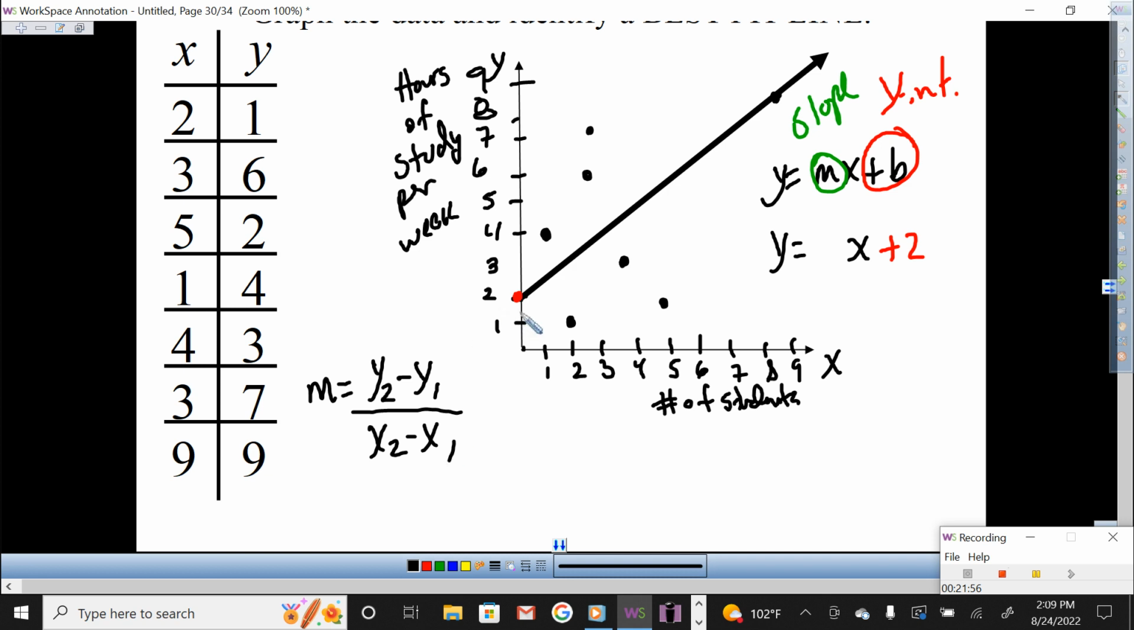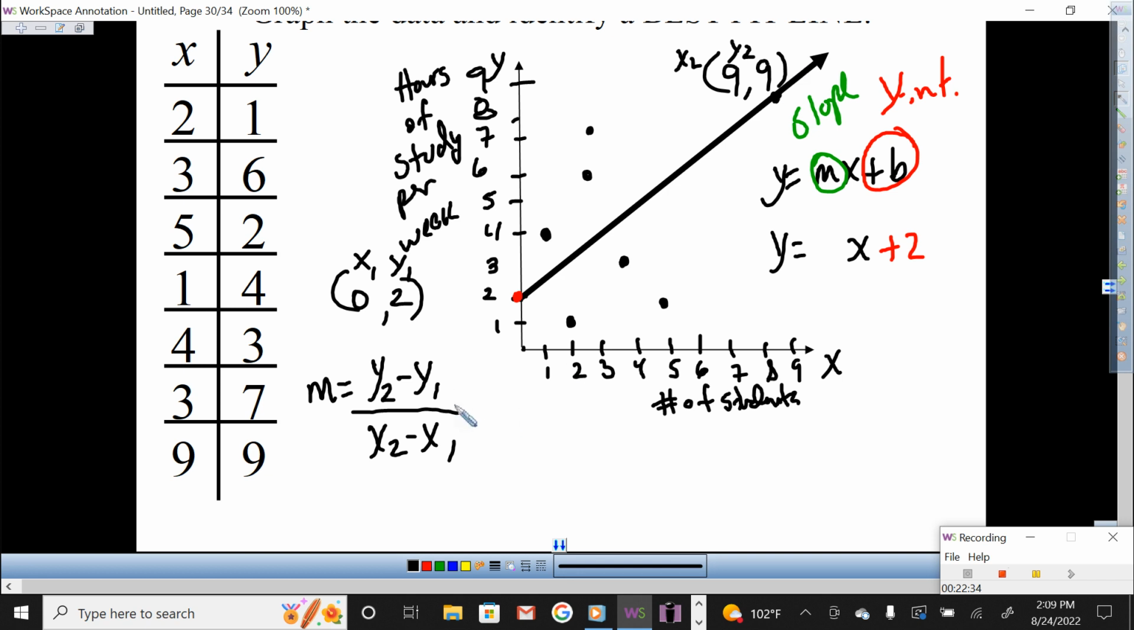So can someone give me the coordinates of 2 points on that line? Close. 0, 2. That's 1 point. What's the other point? The other point is over here, which is 9, 9. All right, so now that we have that, this is our x sub 1, y sub 1. This is our x sub 2, y sub 2.